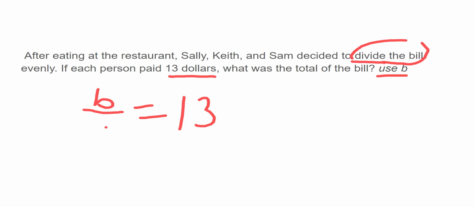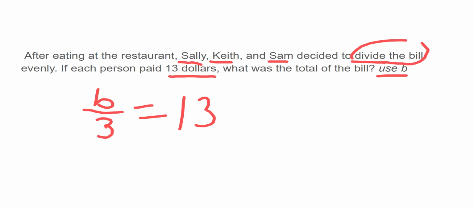So I'm taking the bill. We also kind of have to use common sense. I'm taking the total of the bill, dividing it by how many people we split the bill evenly with, and then that means each person has ended up paying $13. So what number am I going to put under B? Well, it tells me here, Sally, Keith, and Sam are the ones who went to the restaurant and divided the bill. So out of those people, those are a total of 3 people. So B, the total of the bill, divided by the 3 people that ate, equals 13, meaning each person paid $13.